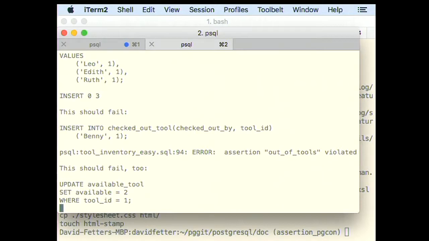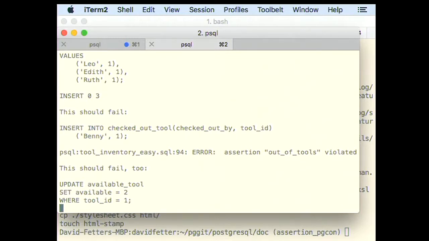Note this error. It's a lot easier to diagnose later on when you want to figure out what happened here. It tells you very directly what thing you violated, rather than what line of code you were executing inside of a trigger function, let's say, when stuff went wrong. Now this should fail too.